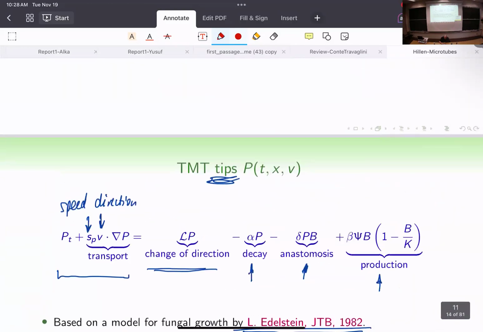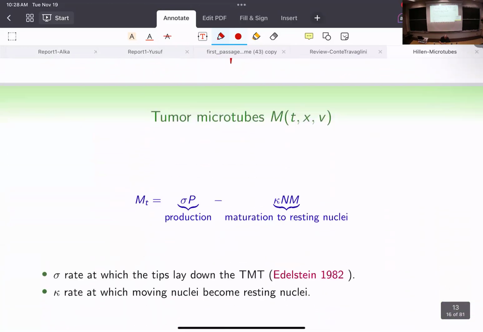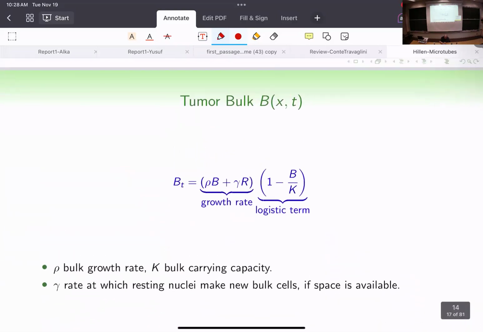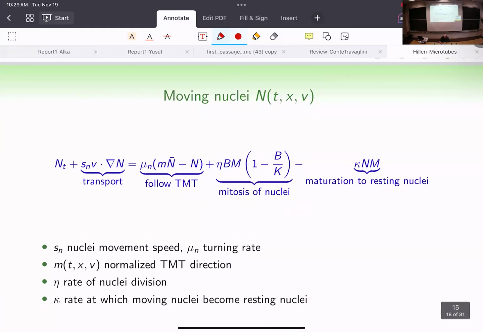Okay, so this is the movement of the tips. Now the tips lay down the tumor microtubes, which happens here. And then the microtubes can mature if a nucleus comes into them, into bulk cells. So that is this term. And then the bulk can grow on their own with a logistic law. We assume this rho is very small. So the major contribution comes from the resting nuclei, which then mature into bulk cells. So that's that.